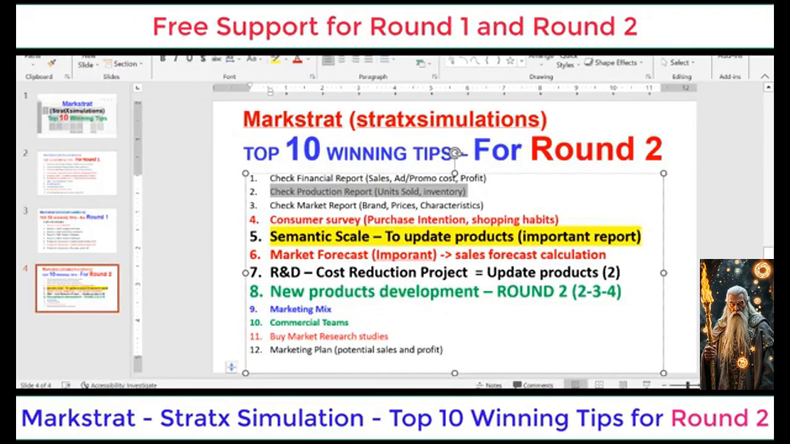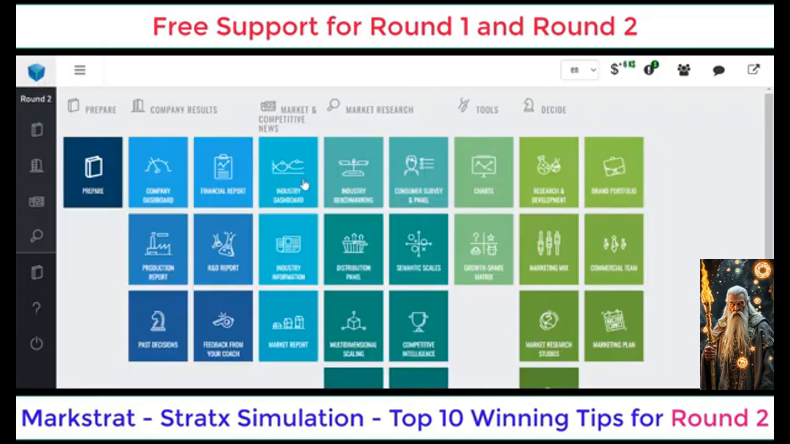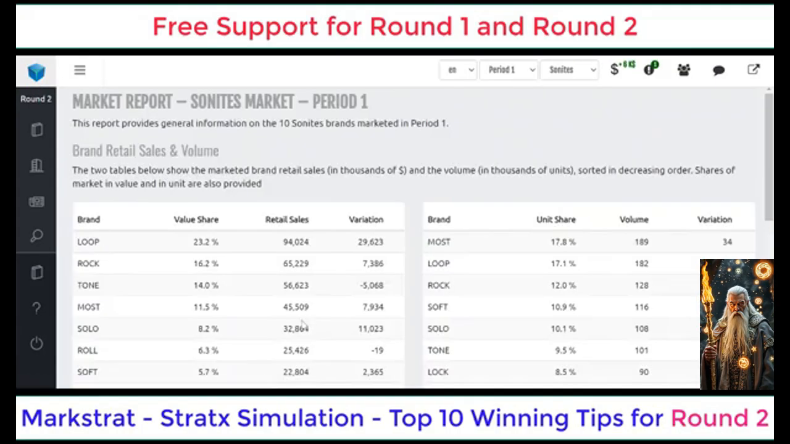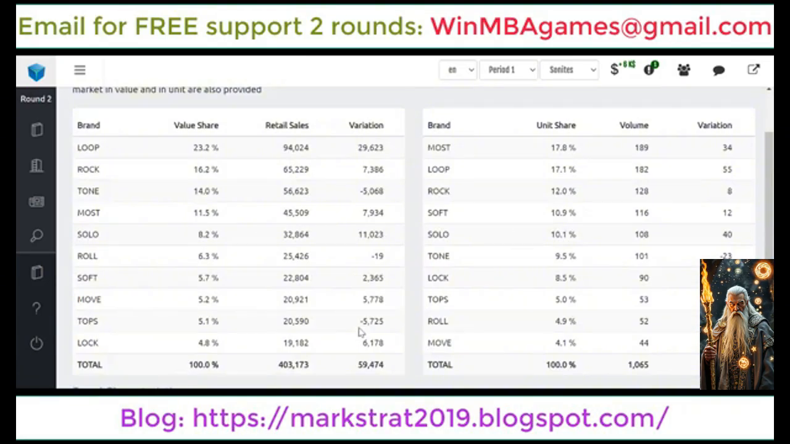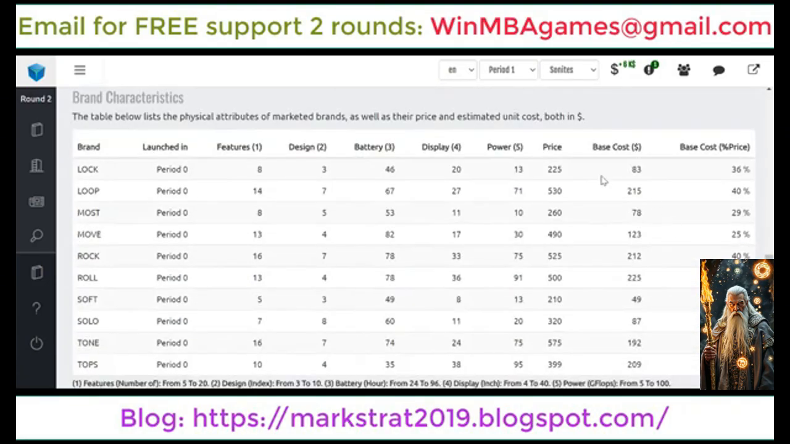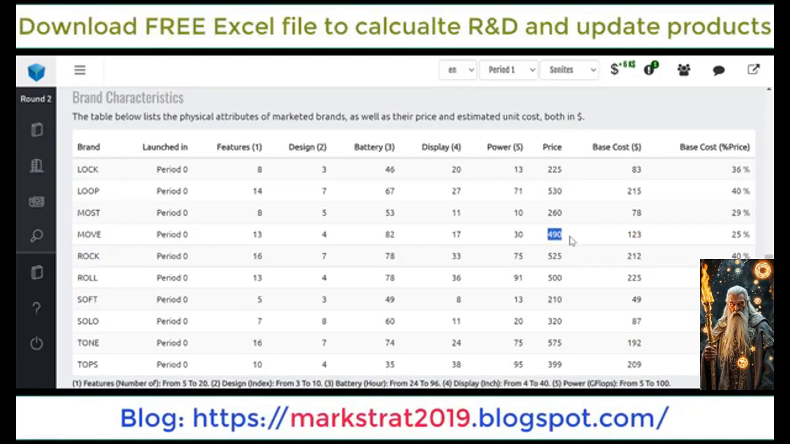Tip 2. Evaluate the production report, inventory and demand matching next. Go to your production report to understand what sold and what didn't. How much leftover inventory do you have? Did you produce too much or too little? Let's say you had 11,000 units of unsold inventory for Torn and 15,000 for Tops. That's a red flag. It means demand was overestimated or your pricing and positioning were off. Use this insight to adjust your production volumes accordingly for round 2 and avoid unnecessary inventory carrying costs.